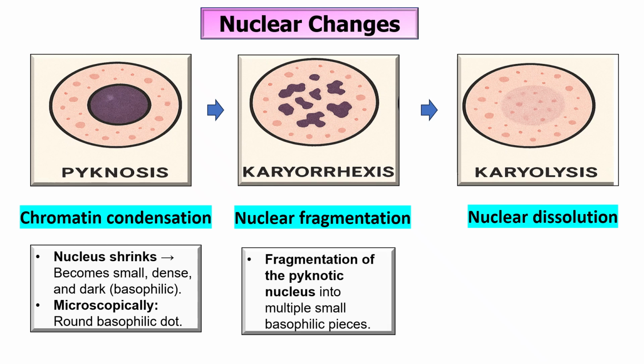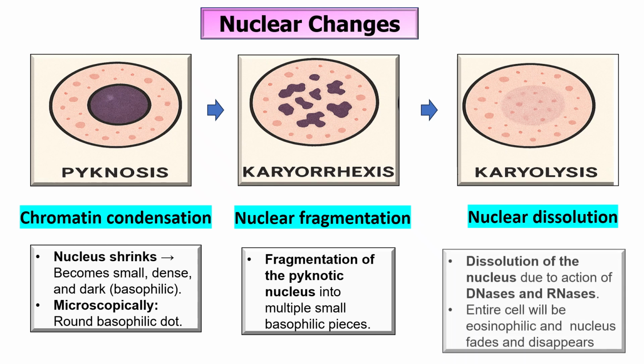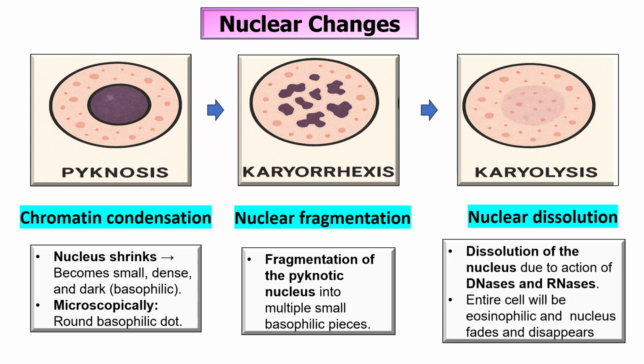In nuclear fragmentation, there is fragmentation of the pycnotic nucleus into multiple small basophilic pieces. In dissolution, the nucleus is dissolved due to the action of DNases and RNases, and the entire cell appears eosinophilic only, and you will not see the nucleus because it fades and disappears. So in karyolysis, you will see only an eosinophilic mass, but in karyorrhexis, a fragmented nucleus will be there. In pycnosis, condensed chromatin will be there.